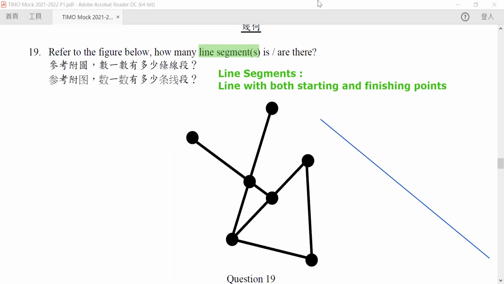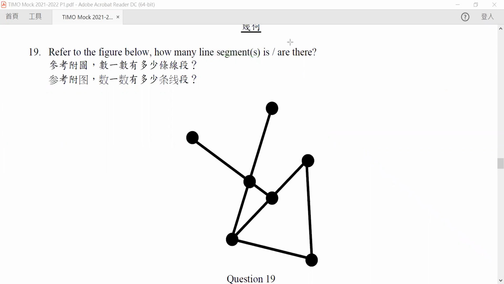11. The answer is 11. Oh, really? So let's check. Okay, let's check. Yes.